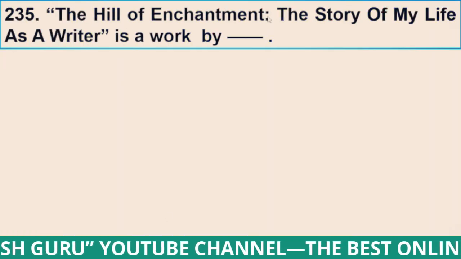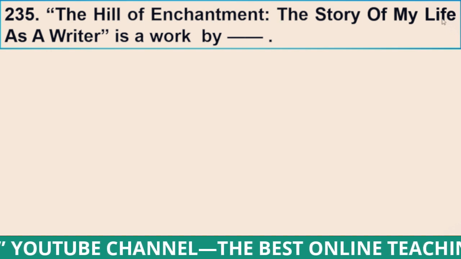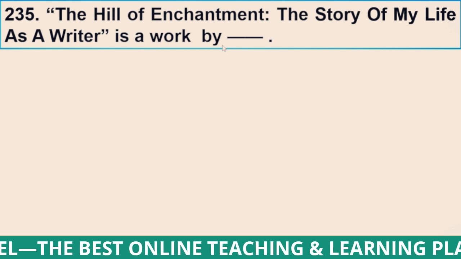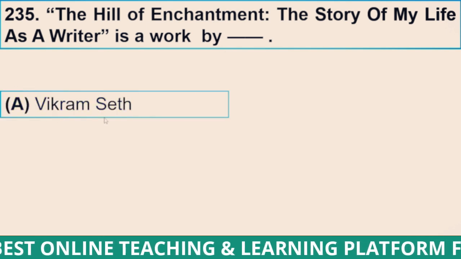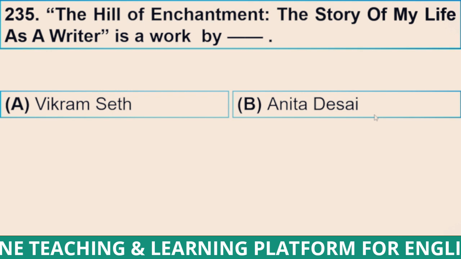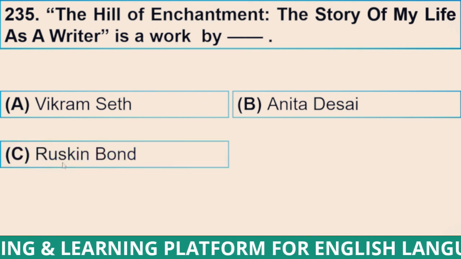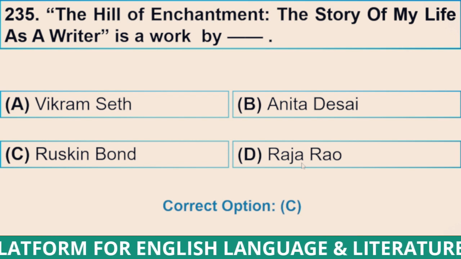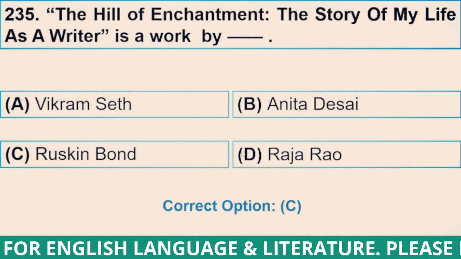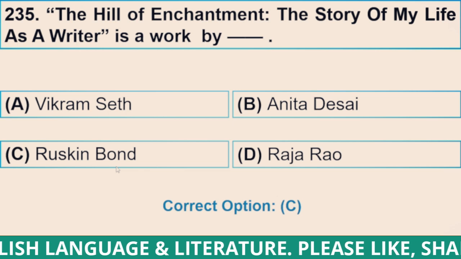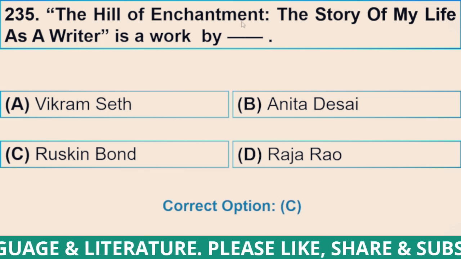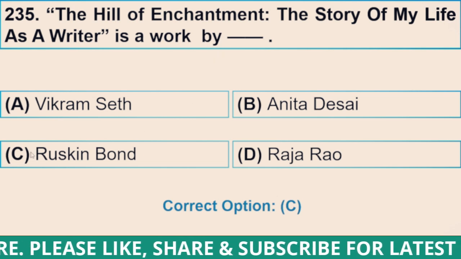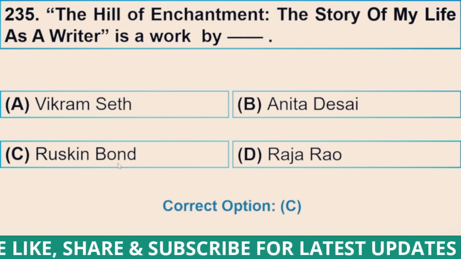The Hill of Enchantment, the story of my life as a writer, is a work by option A, Vikram Seth. Option B, Anita Desai. Option C, Ruskin Bond. And option D, Raja Rao. Your correct option is C, Ruskin Bond. The Hill of Enchantment, the story of my life as a writer, is a work by Ruskin Bond. Alright, let's see the next question.